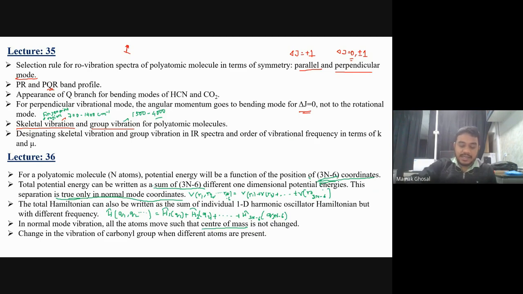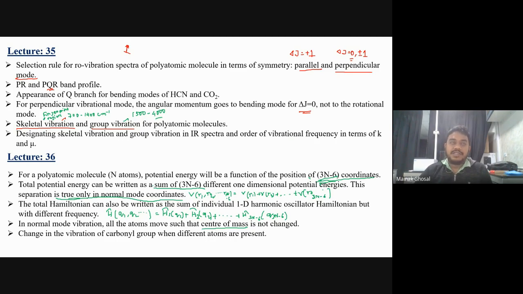In short, there was a discussion on the P and R branches: why the P branch lines are spaced far apart from each other, whereas the R branch lines are very close to each other. Then there was a discussion on the Q branch line. Then there was a discussion on normal mode coordinates, and how many normal mode coordinates there could be. From symmetry and group theory, the normal modes responsible for carbon dioxide and water were discussed.